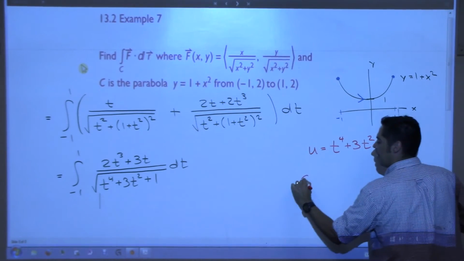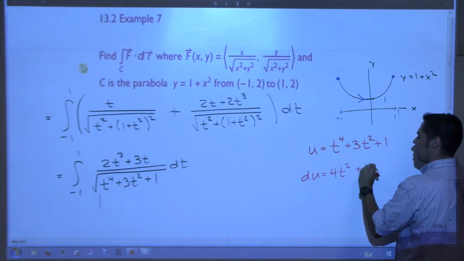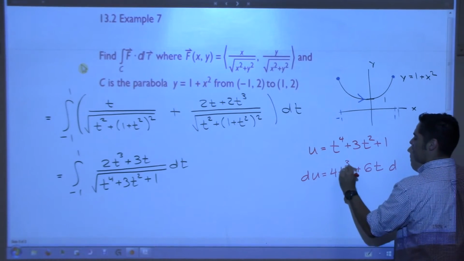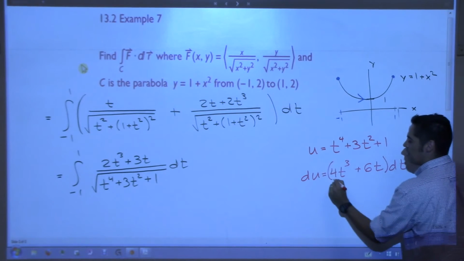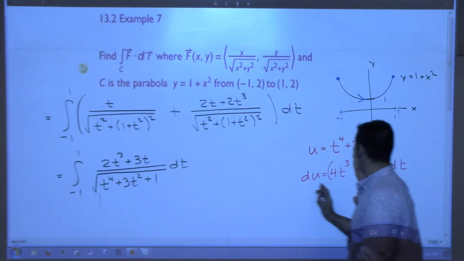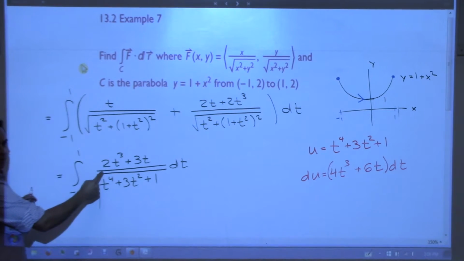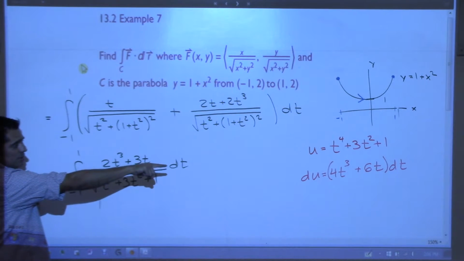The derivative of that is 4t cubed plus 6t, that's what I meant to say, sorry, dt. There we go. That's what it is, right? Do we have 4t cubed plus 6t? No, almost, right? We have half of it. So we could see that if we factor 2 out on ours, we would have this.